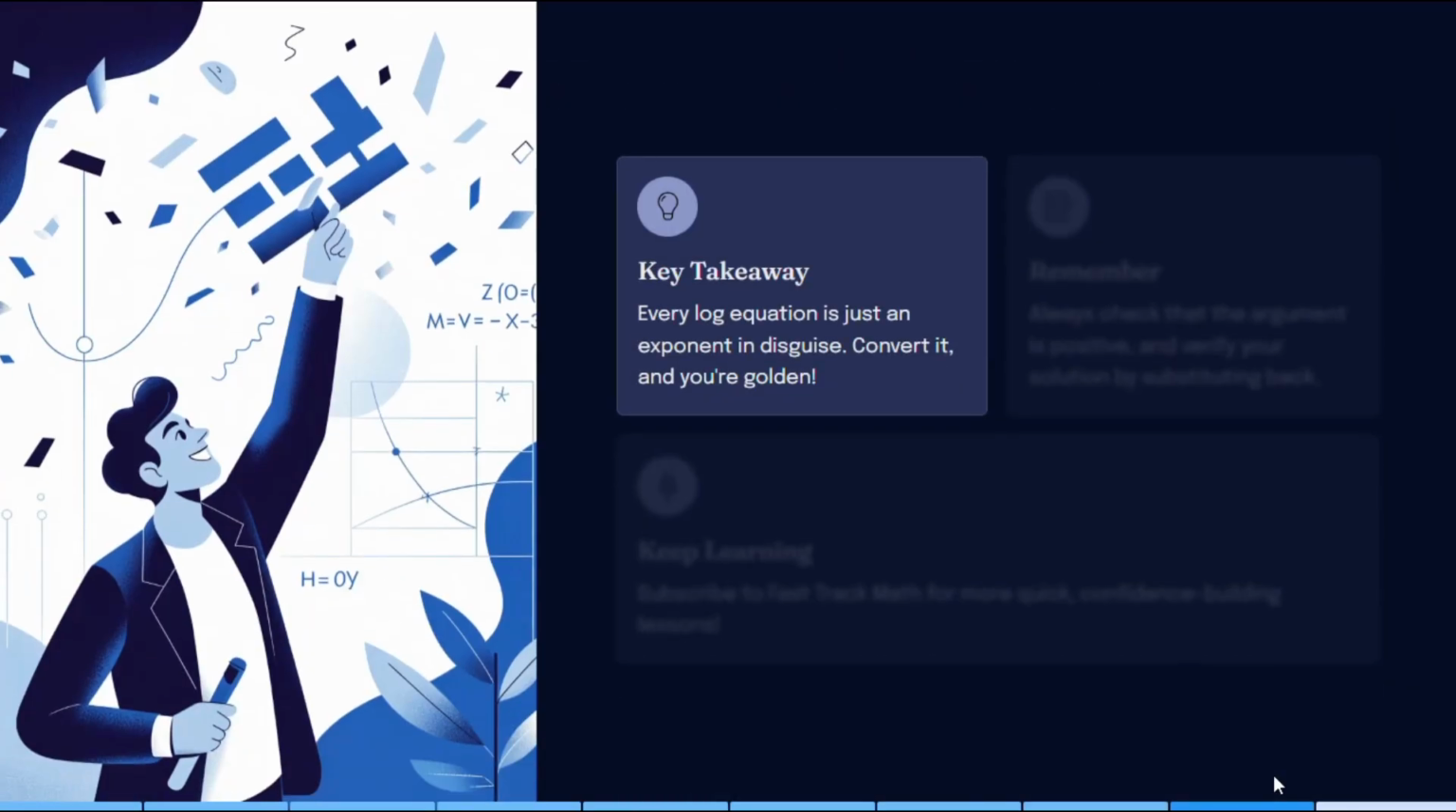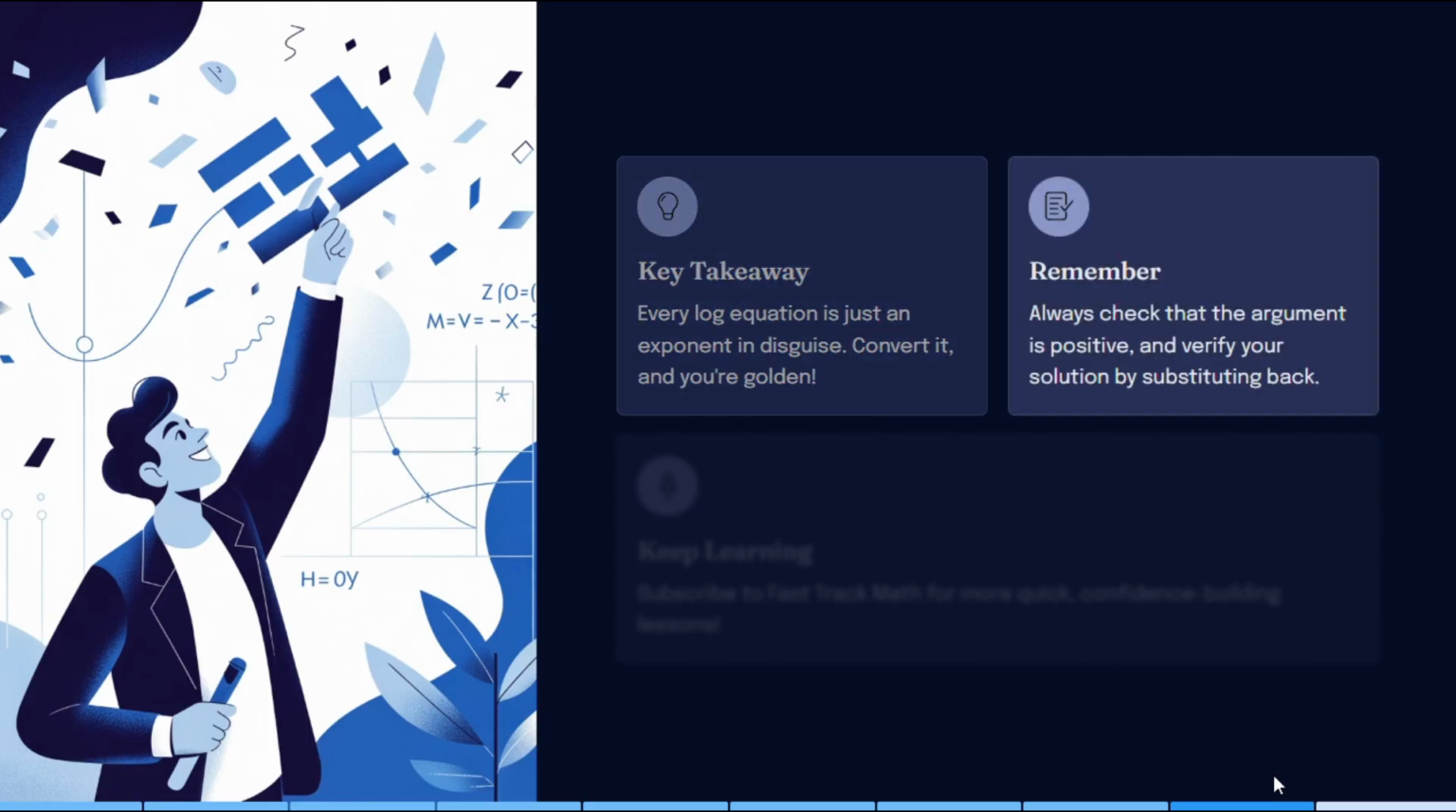So remember that every log equation is just an exponent in disguise. Convert it, and then you're golden. Remember to always check that the argument is positive and verify your solution by substituting back.